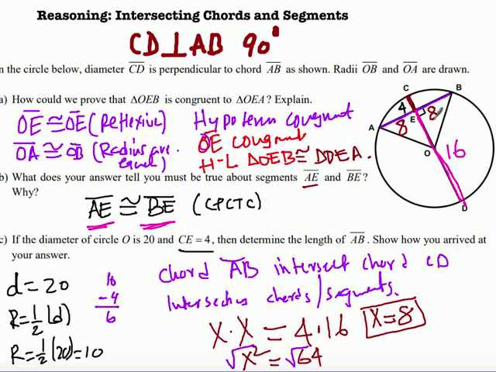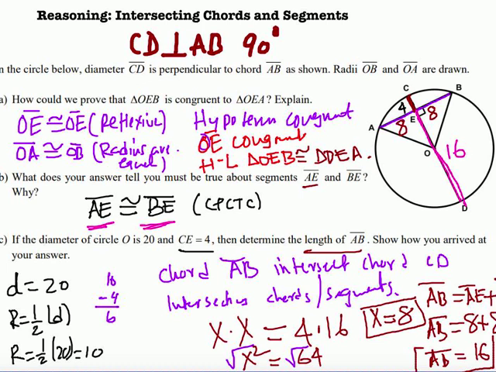Now the question is asking for the length of the line segment AB. The length of AB would be the length of AE plus the length of EB. If we add these two little segments, we'll get the entire segment AB. Now AE is positive 8, EB is also positive 8. So AB must be equal to 8 plus 8, which is 16. So the line segment AB is equal to positive 16.